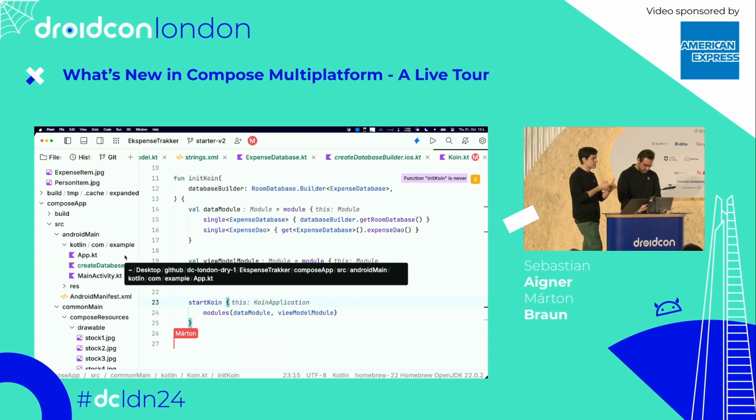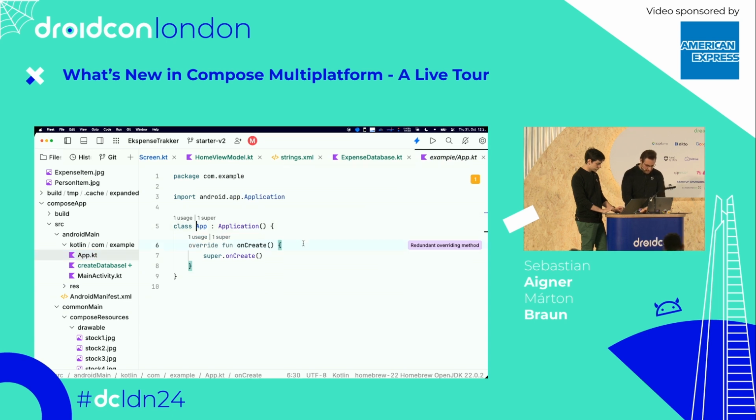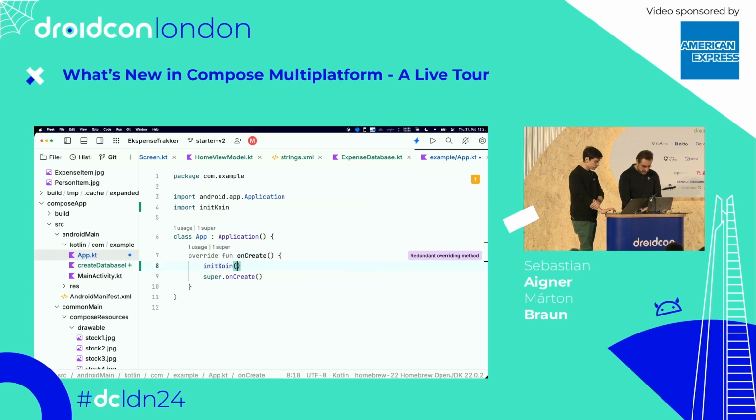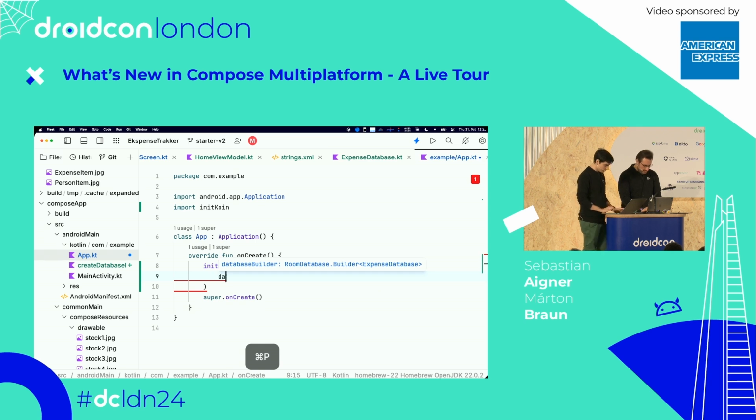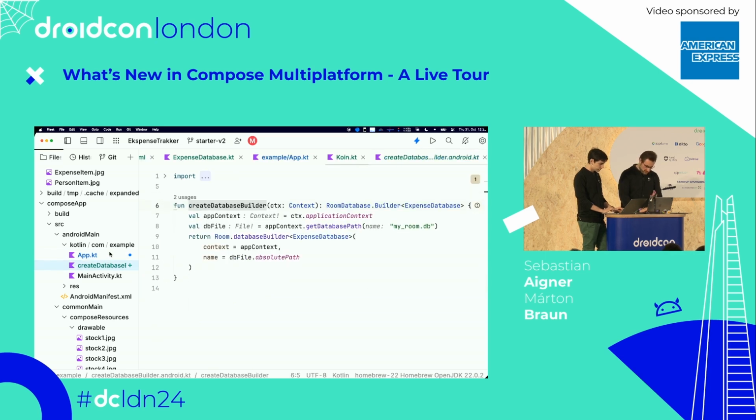So when our iOS app, our Android app, our desktop app starts, we want to create the database builder and pass it into the DI so that we can get going. This is a task that actually happens in the platform-specific source sets. The entry point for our Android app is our onCreate function. In here, we can just call initCoin and pass in the database builder. In our case, that's just this create database builder function that we wrote specifically for Android.